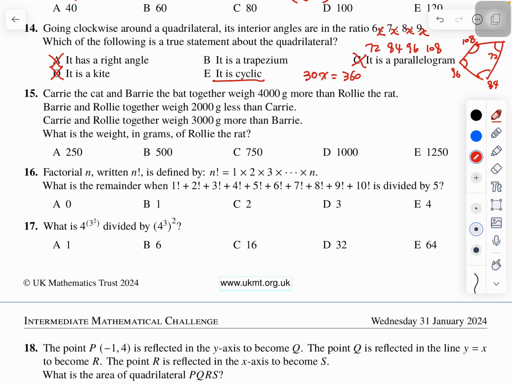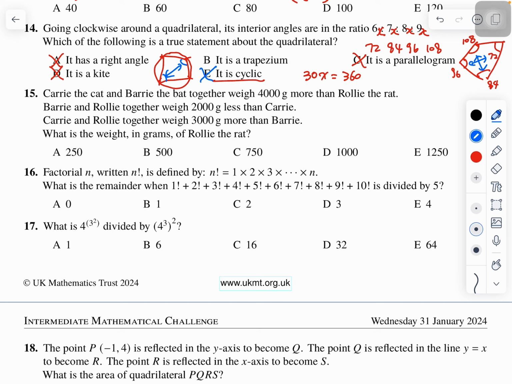Cyclic means the polygon can be placed in the circle, but not like this. All the vertices should be on the circumference. So let's say like this. This is a cyclic quadrilateral. The quadrilateral has the property that the opposite angles, when we add them together, should be 180. But actually, we cannot make any 180 from these opposite angles. So this is not cyclic.